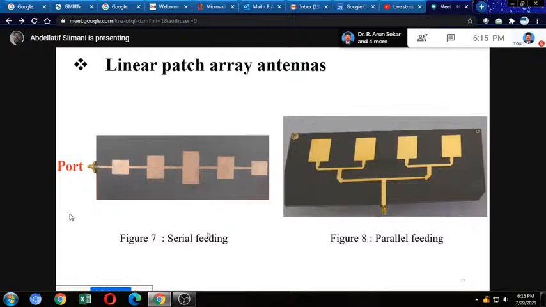For the serial feeding in figure 7, if I change the frequency at the input port, for example, I work at 2.4 gigahertz and I need to work for another application, for example, 5 gigahertz, the phase shift between antenna elements changes. But for parallel feeding, if I change the input frequency, the phase shift stays stable. This is the difference between serial feeding and parallel feeding. So this is for linear patch array antennas.